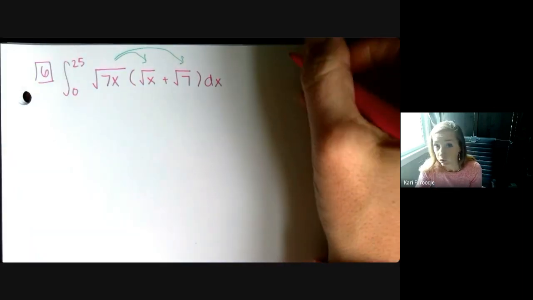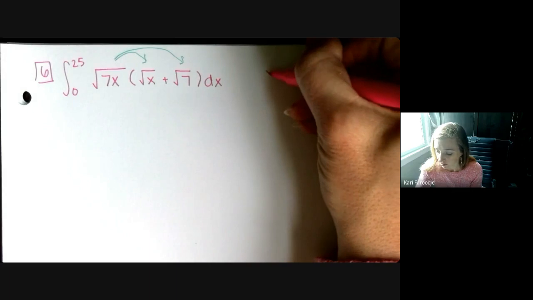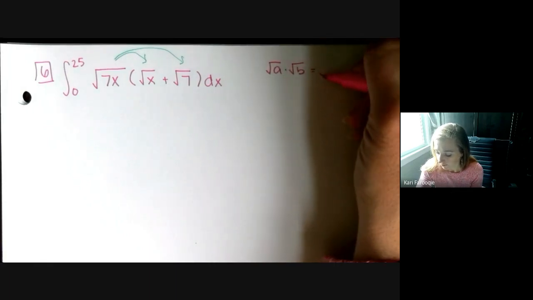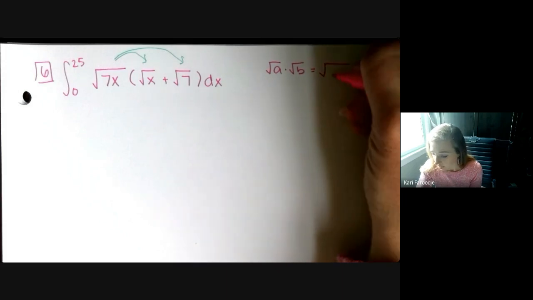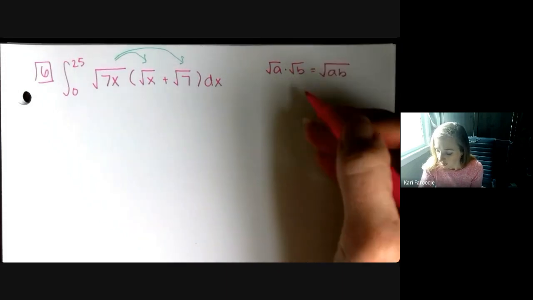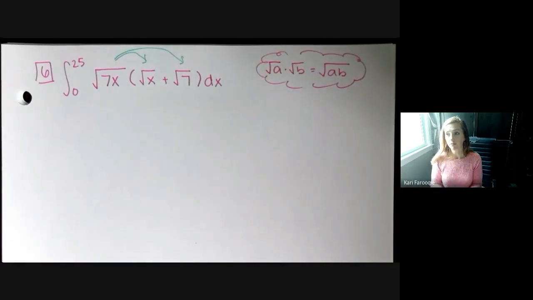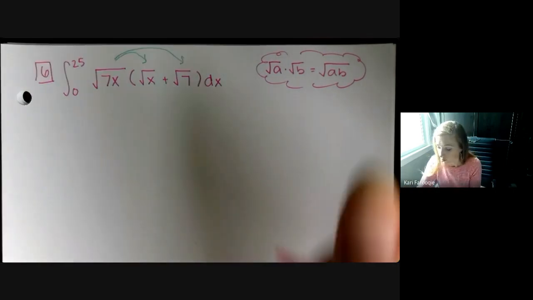I want to remind you of this rule that says that you can take the square root of a times the square root of b, and if you're multiplying, you can multiply them under the same radical. Okay, so this is from algebra. Now, this does not work with addition or subtraction.